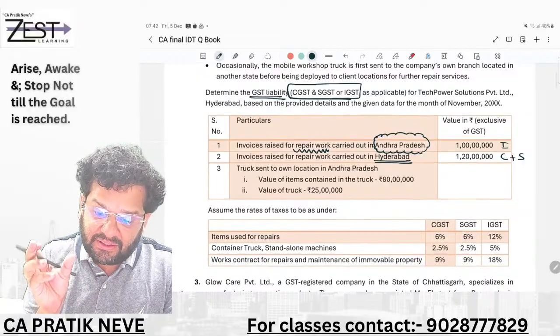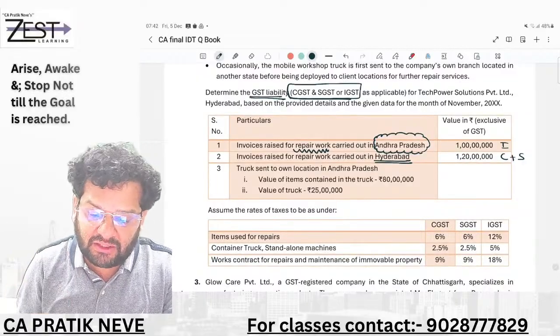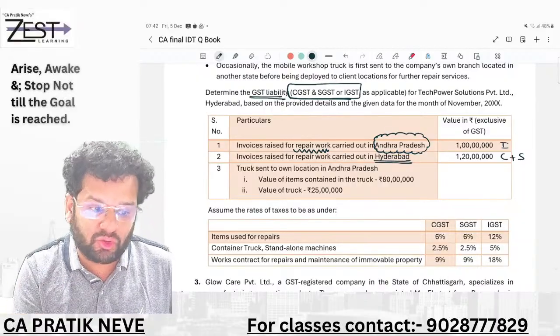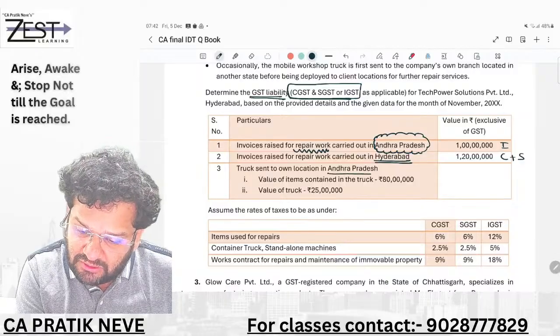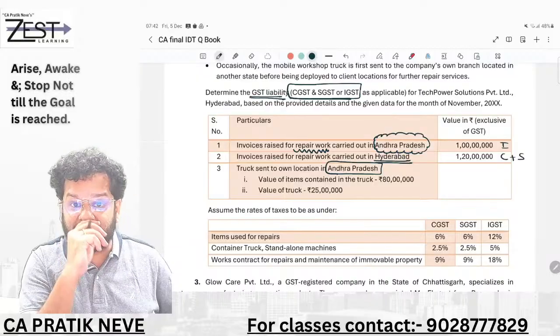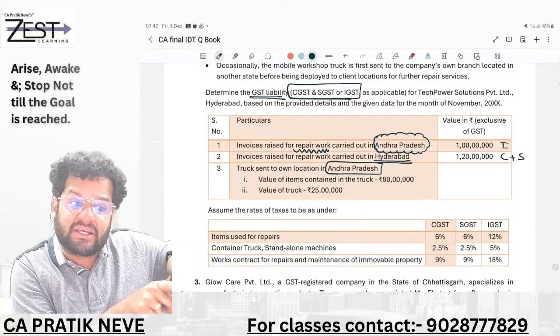And then the truck is sent to own locations in Andhra Pradesh. Value of items contained in the truck. So the own location in Andhra Pradesh, the truck is sent. So what happens? This is an interstate supply.